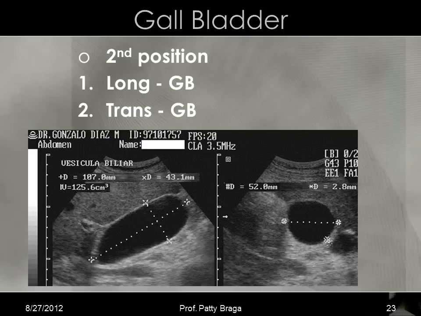But once we get that, you're going to basically do 3 longs, 3 trans. As you scan through the gallbladder, you're just going to take a few pictures. You're going to measure the wall of the gallbladder, and the organ. This organ is the one structure that you image in 2 planes.